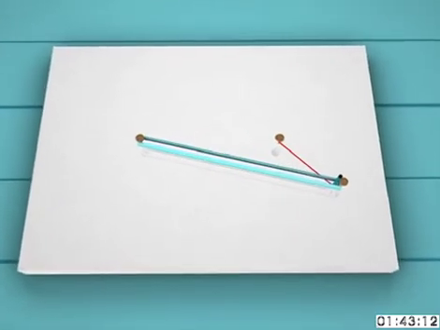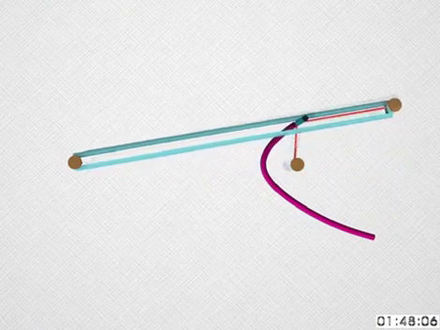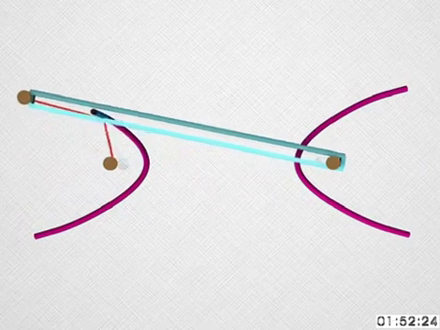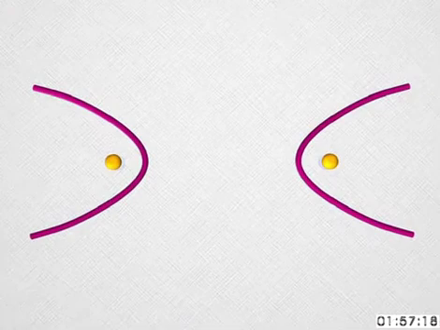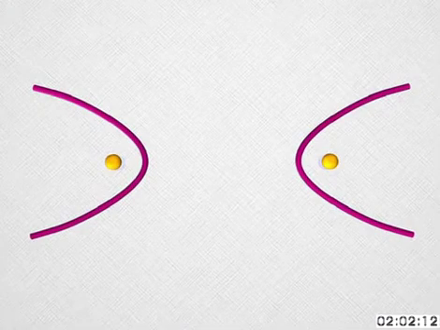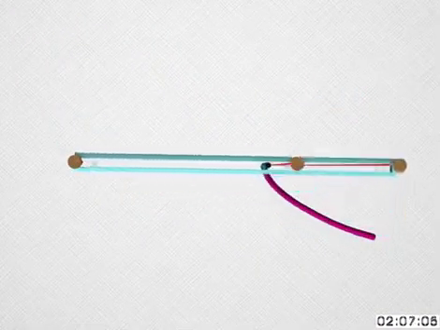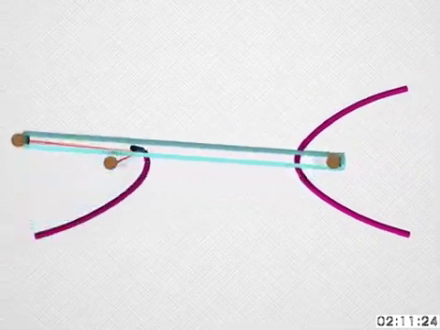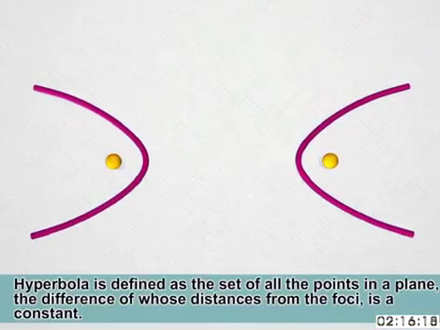The characteristic property of a hyperbola is that the difference of the distances from any point on this curve to two fixed points remains constant. The two fixed points are called the foci of the hyperbola. Thus, a hyperbola is defined as the set of all points in the plane, the difference of whose distances from the foci is a constant.